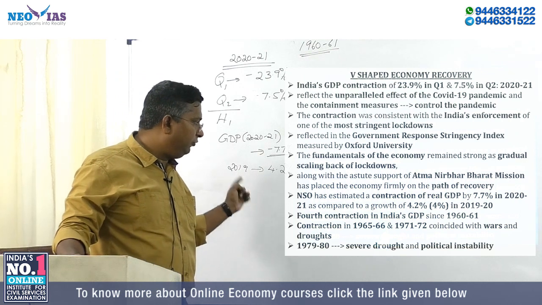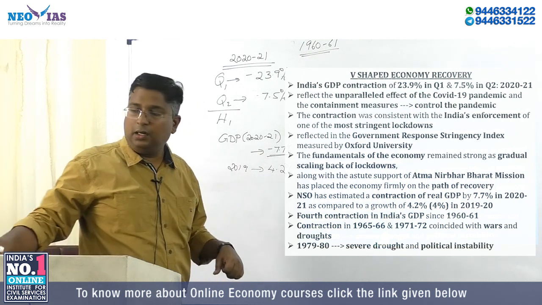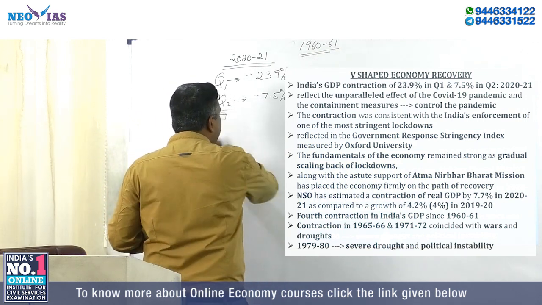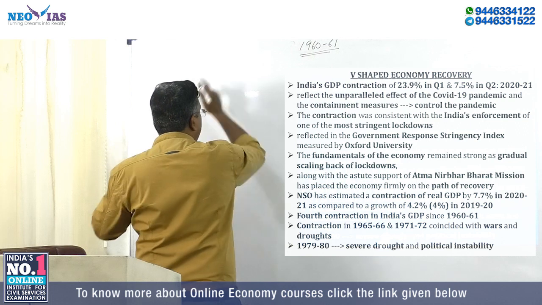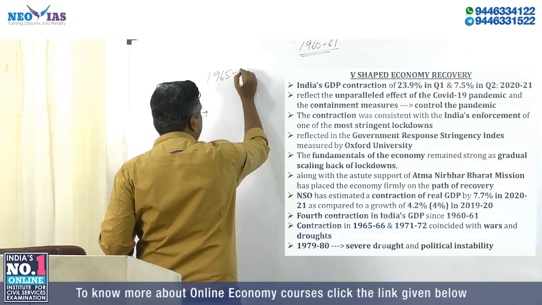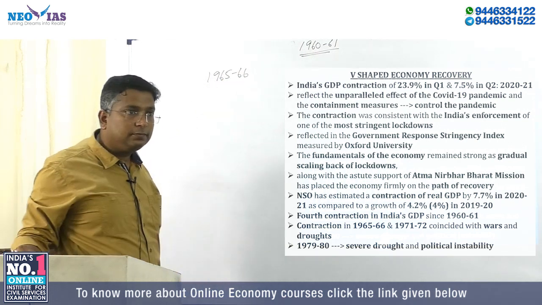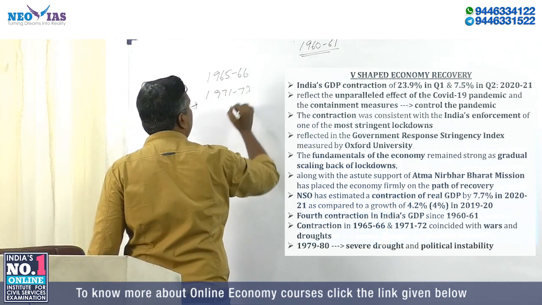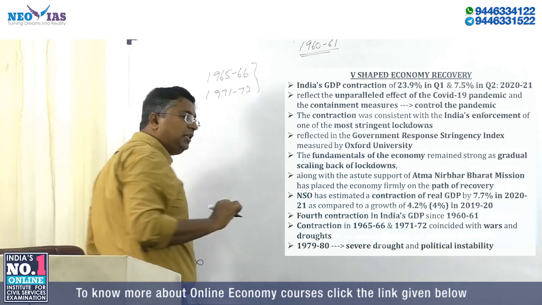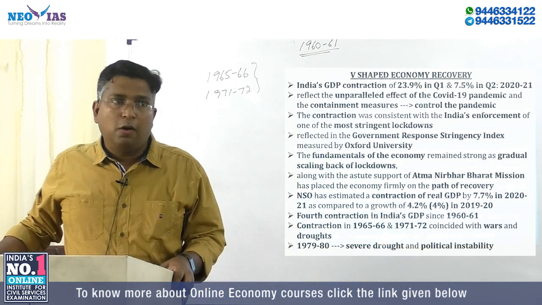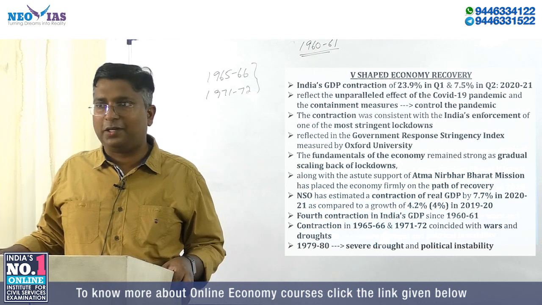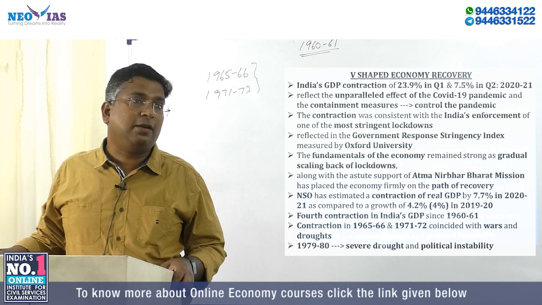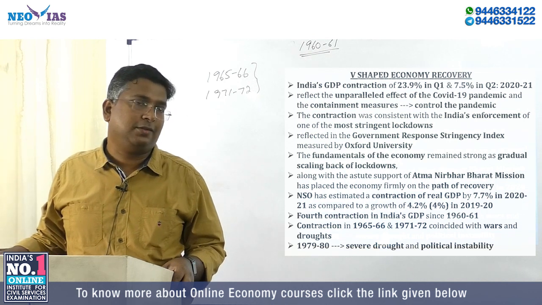And they are saying which years were the earlier GDP contractions. In 1965-66 we had a contraction. In 1971-72 we had a contraction. In these two years, the reason for contraction is war, plus, along with war, natural severe drought.